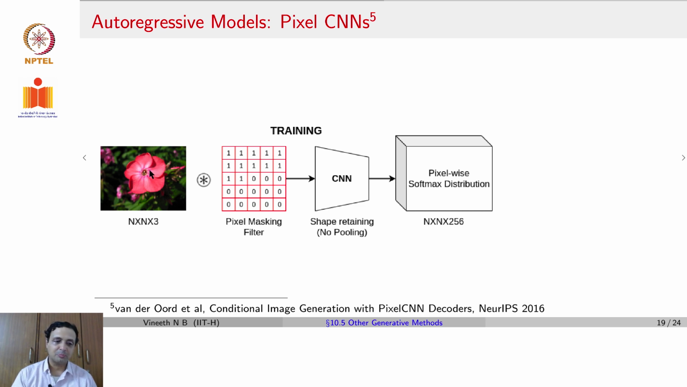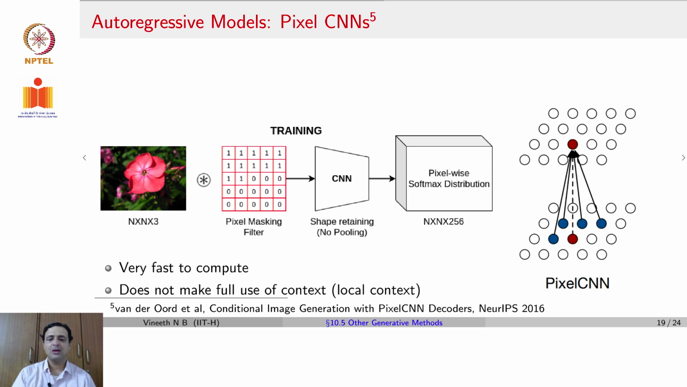For example, to predict a specific pixel here, you may not need all the pixels to predict the pixel value at one specific location. You may only need a certain set of pixels in that neighborhood around the pixel that you're predicting. That's the idea for pixel CNNs. It's very fast to compute. As you can see, it's not a very complex procedure.